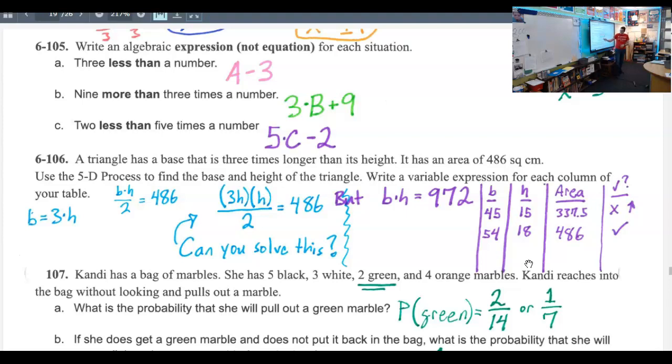So instead, 5D process we know will always work. So if the base is triple the height, okay, if the height's 15, the base is 45. The height's 18, the base is, like, I can set up 5D process and then check, well, if I multiply this times this, and then divide by 2, oh, here's my concern. Here's my actual concern.